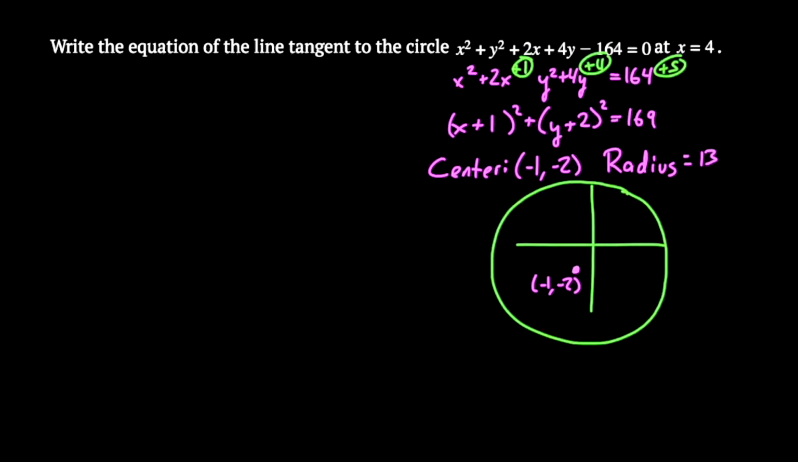And they just said that the x value is 4. They didn't tell us what the point is on the circle. And so you can kind of imagine x equals 4 would be right around there. And there's actually 2 points on the circle where x equals 4. So let's see why that is.